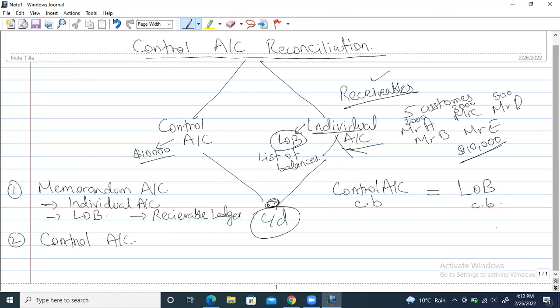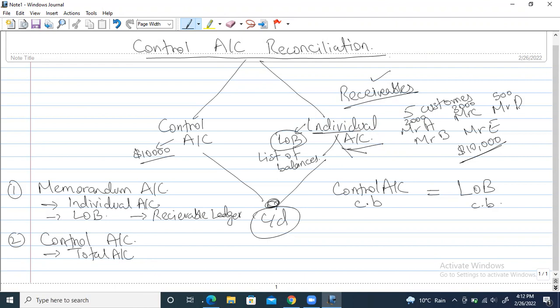So control account is the second word, and we have already discussed this over here. This is the total accounts. These contain the total value, and these are made for both payables as well as receivables. So this is the difference between memorandum and control account. All right, let's move further.